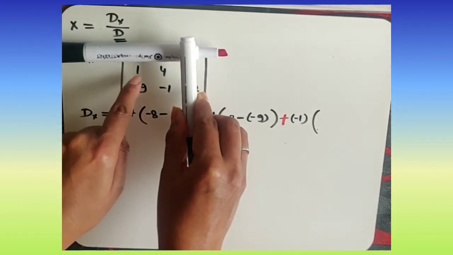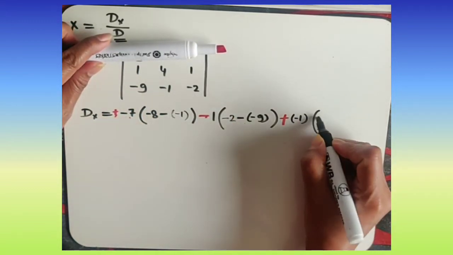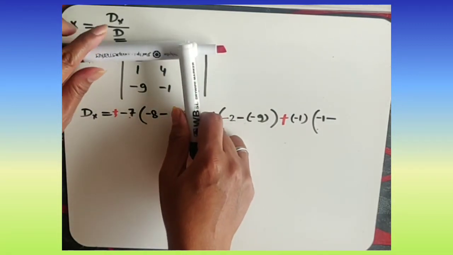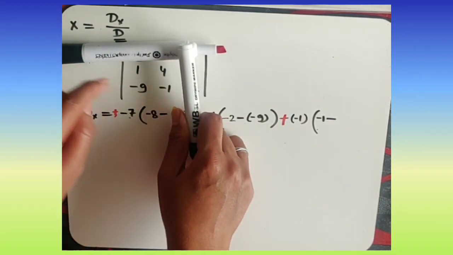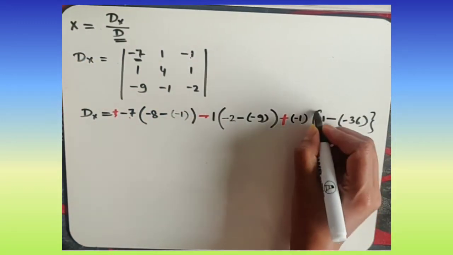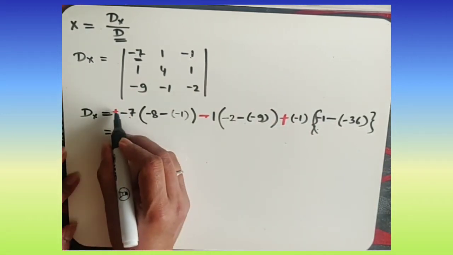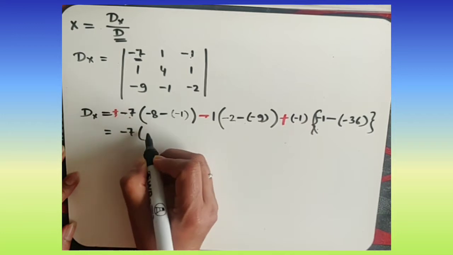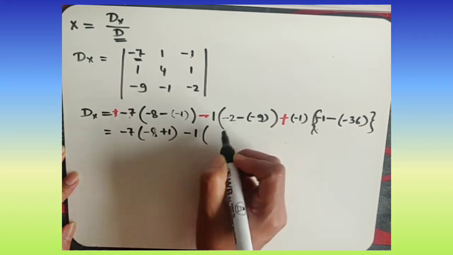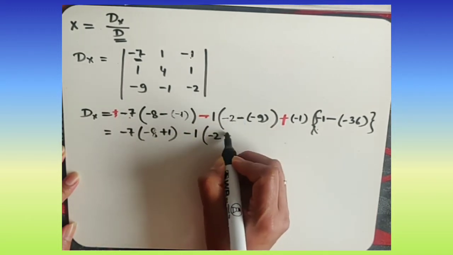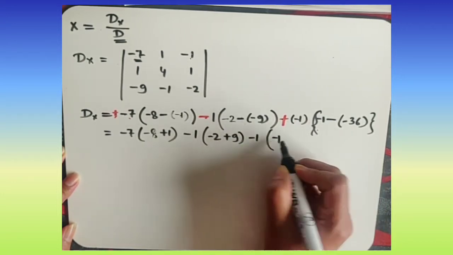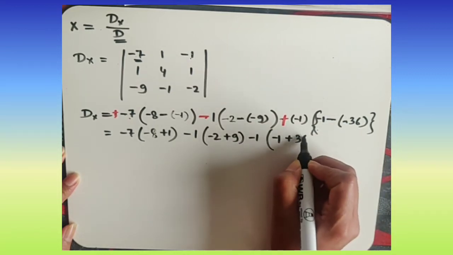Then we will write down 1 multiplied by minus 1, so here it will be minus 1, and then minus multiply by 4 and minus 9, that will be minus 36. So here it will be minus 36. Now calculate it. Here plus minus minus 7, and then minus 8 minus minus plus 1 minus 1, this one will be, and then minus 2 minus minus plus 9, and then plus minus minus 1, and then minus 1, then minus minus plus 36.